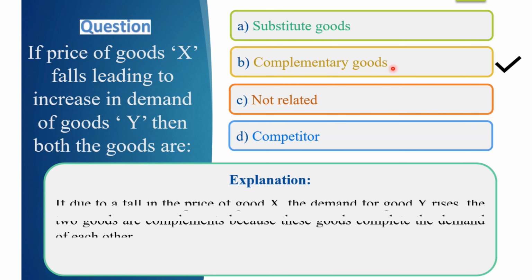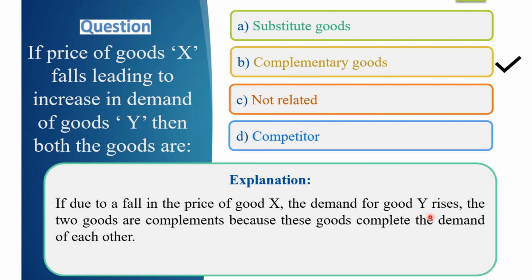If due to a fall in the price of good X the demand for good Y rises, the two goods are complements because these goods complete the demand of each other. For example, suppose good X is the iPhone, and good Y is the iPhone charger, which has to be bought separately. So if the price of good X, the iPhone, falls, then the demand for good Y, that means the charger, will rise. Why? Because along with the iPhone its demand also increases. So these are examples of complementary goods.